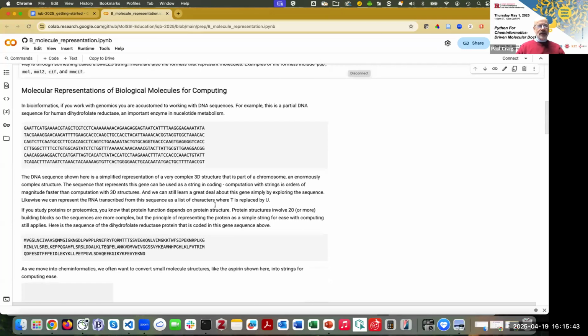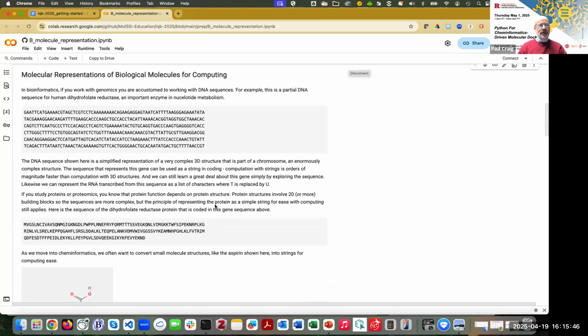Now, some of you have already used situations where we use strings to represent biological molecules. For example, if you're looking at DNA, what I have on this screen is a portion of the DNA sequence for an enzyme called human dihydrofolate reductase. This is an enzyme in nucleotide metabolism, and you can see we have A, T, G, and C in here as the nucleotides. Now, this is a string that represents the DNA.